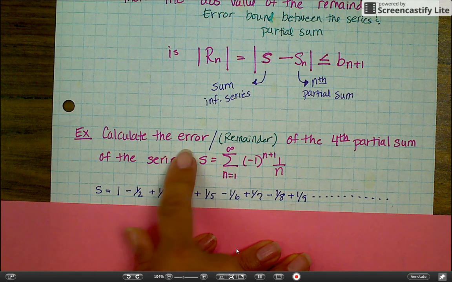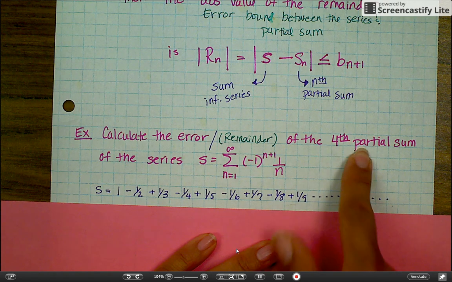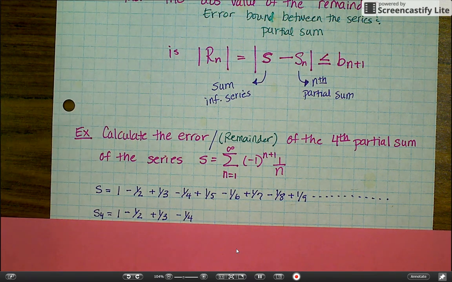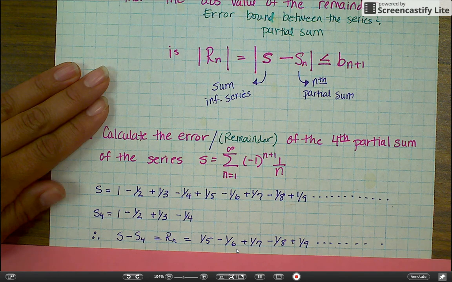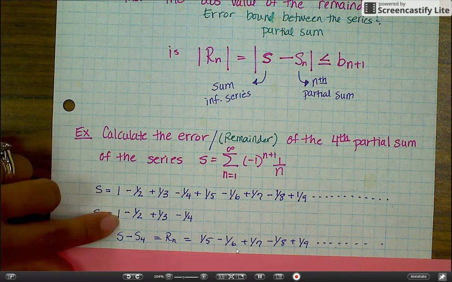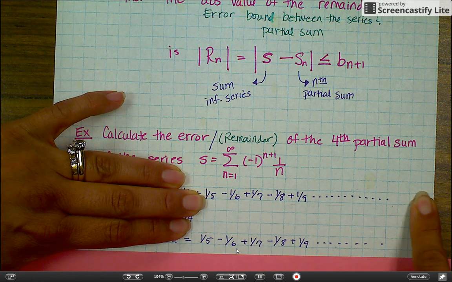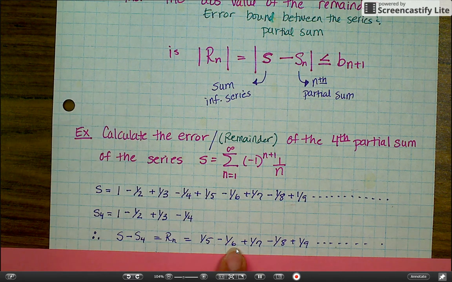Now I want to do the error/remainder of the fourth partial sum. So we're going to find the fourth partial sum, which is S4, and that is the sum of the first 4 terms. So this is what I have, the first 4 terms. Now when I subtract the two, what's going to happen? These are going to cancel, and I'm going to be left with this tail end right here, which is 1/5 minus 1/6 plus 1/7, and so on and so forth. And it goes on forever.